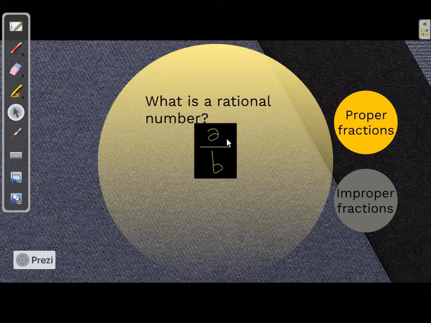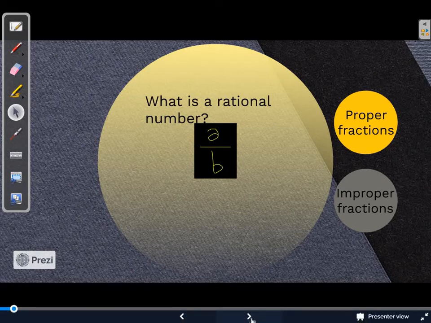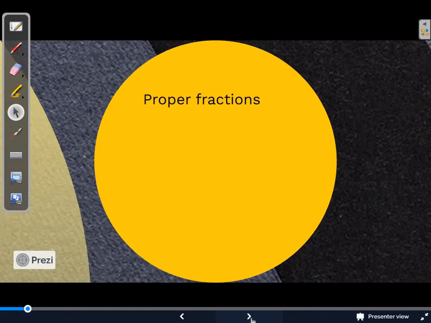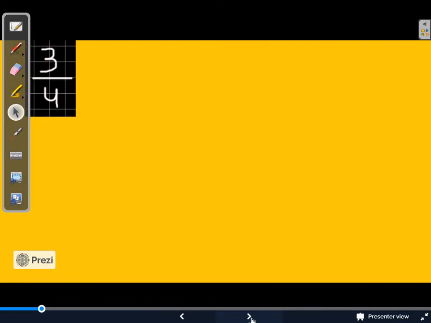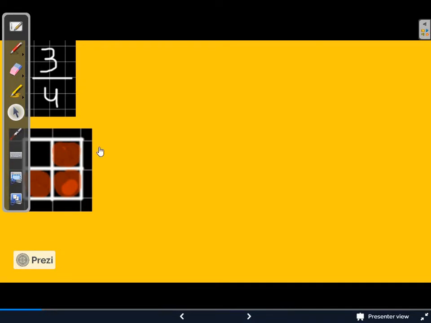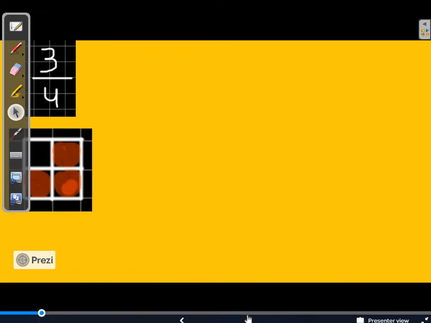So we have two kinds of fractions. We have proper fractions and improper fractions. So let's have a look at them. Proper fractions are those where the numerator is less than the denominator. For instance, here I have 3/4. And what does this fraction represent? Well, let's suppose that you have a square divided in 4 parts, and you colored 3 of them. That is 3/4 of those squares are colored.